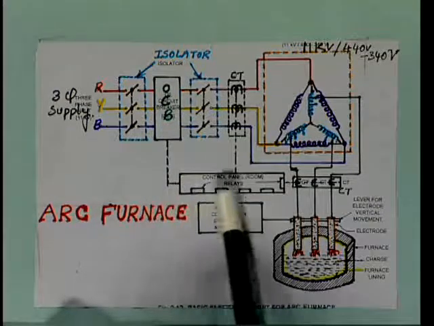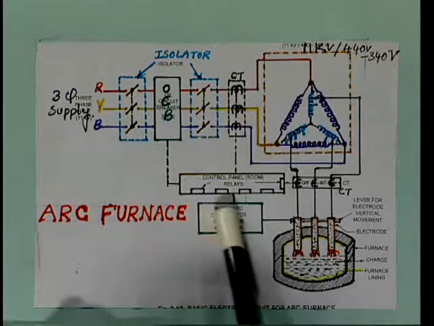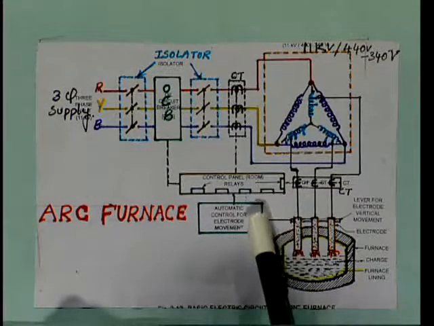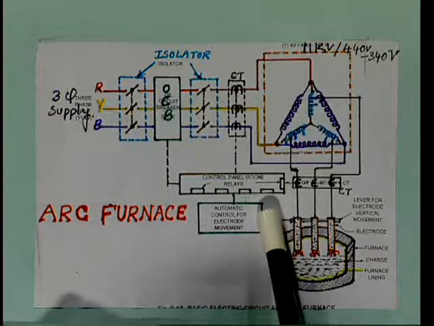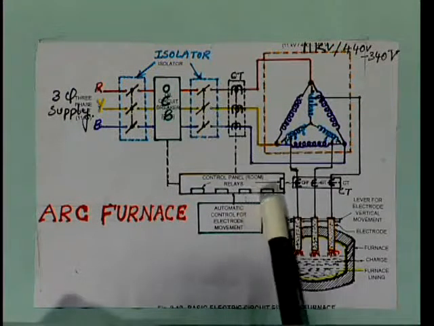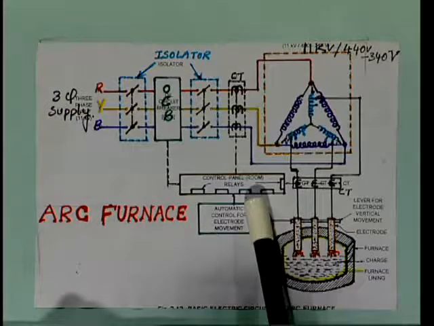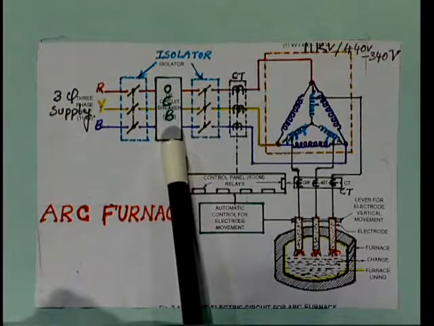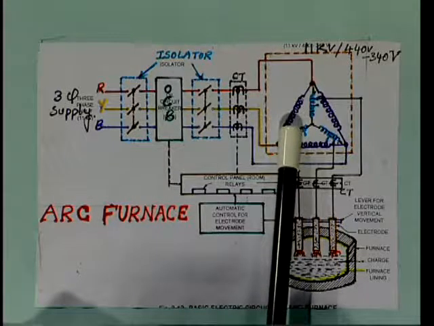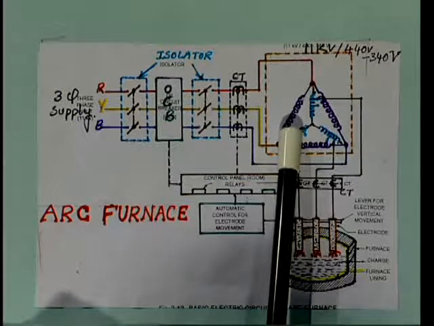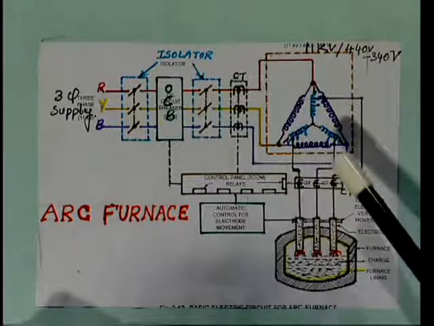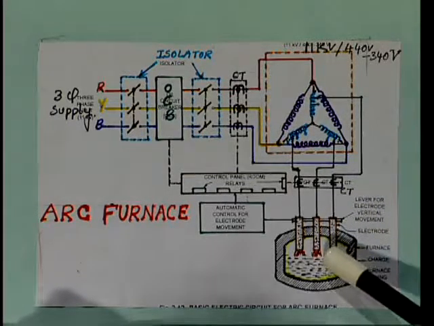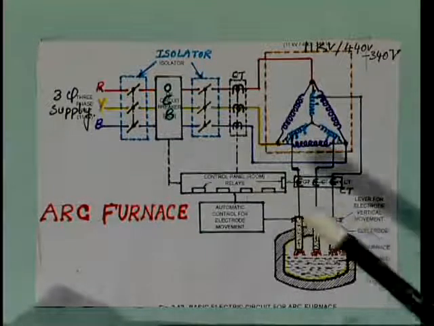This OCB and this transformer are internally connected to the control panel, where we will have relays. If any fault occurs, the relay will immediately sense the fault and give a signal to the circuit breaker, so that the circuit breaker will disconnect the transformer from the supply or from the fault. Therefore, the transformer will not give any current to the furnace, and thus the furnace will be protected.